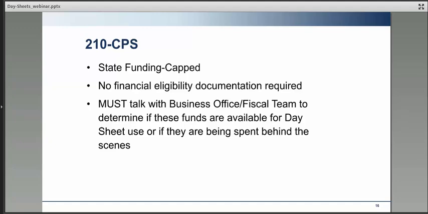But if your business office says you have these funds and they're available for day sheets, then this is an absolutely useful code to be able to take advantage of for children and families in this service area.